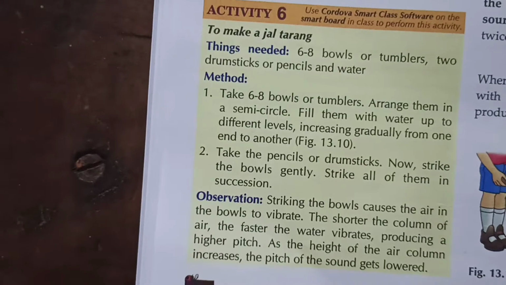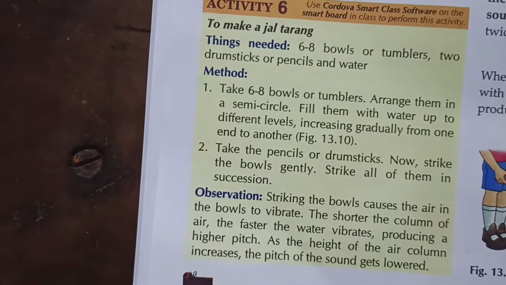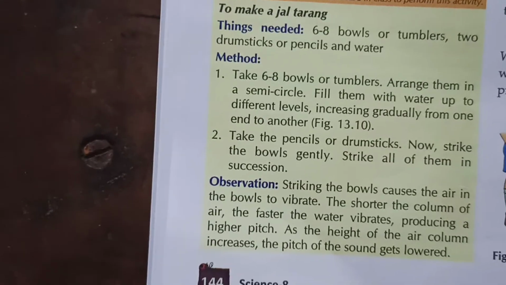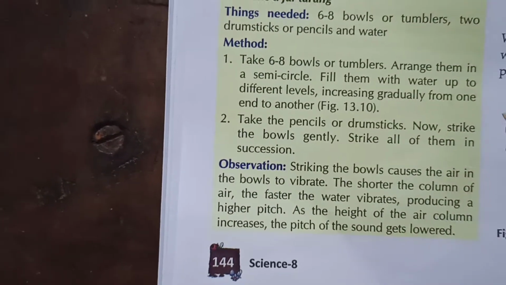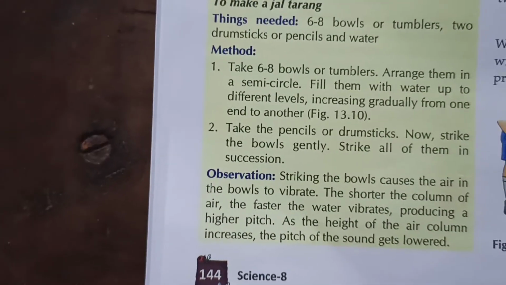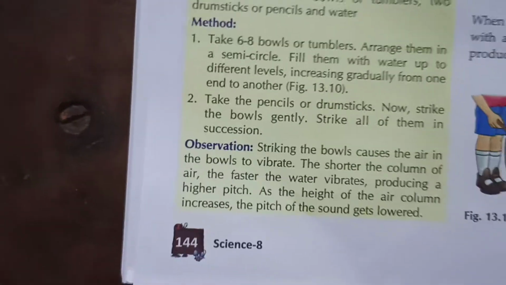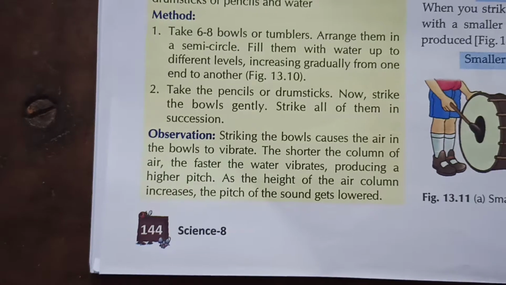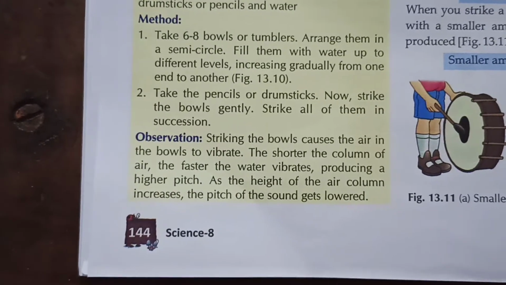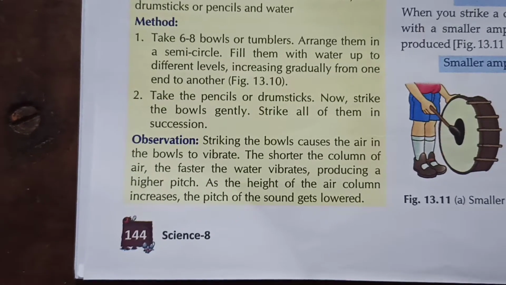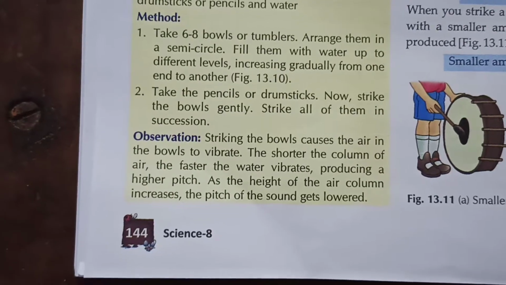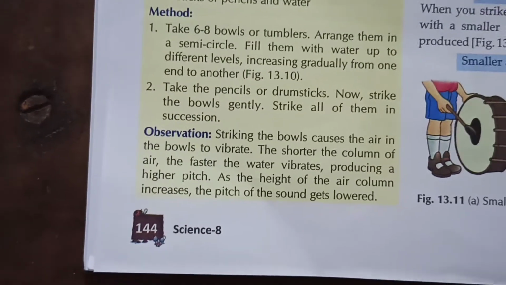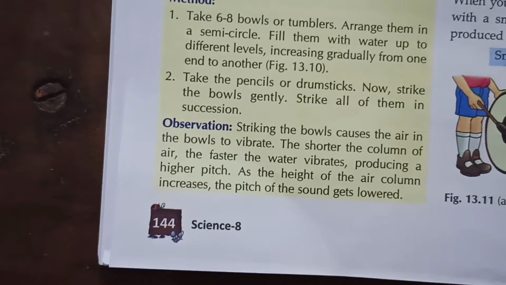Take a pencil or drumstick and strike the bowls gently. Strike all of them in succession. We observe that striking the bowls causes the air in the bowls to vibrate. The shorter the column of air, the faster it vibrates, producing a higher pitch. As the height of the air column increases, the pitch of the sound gets lowered.